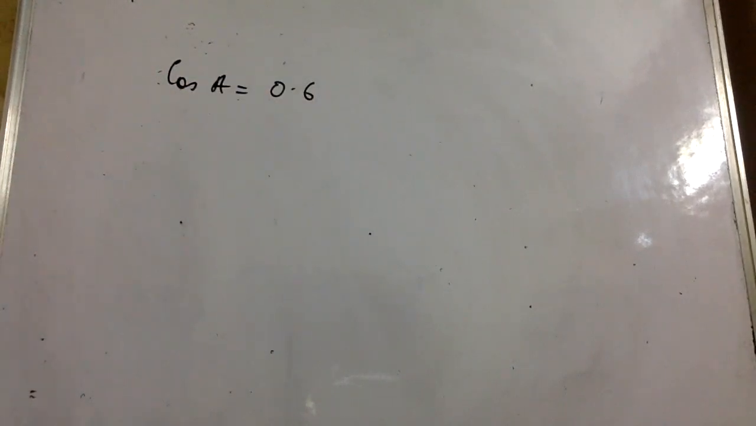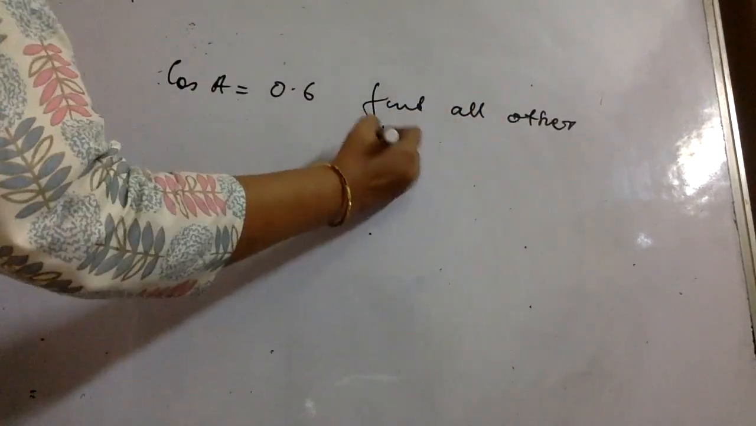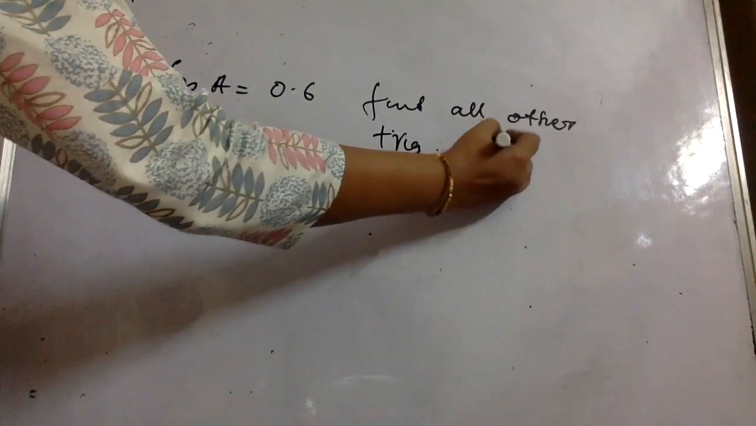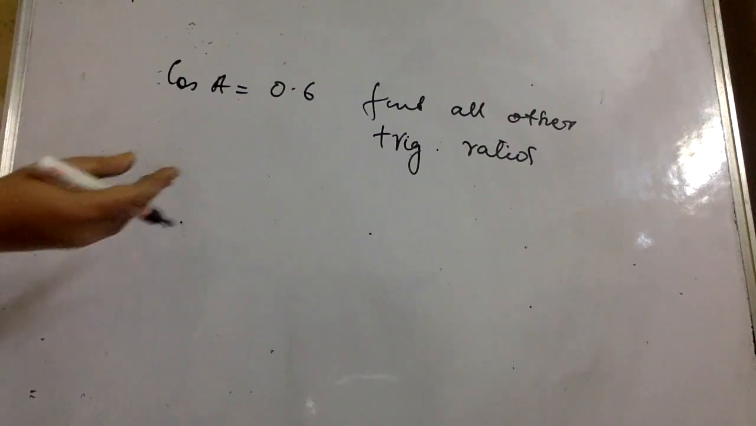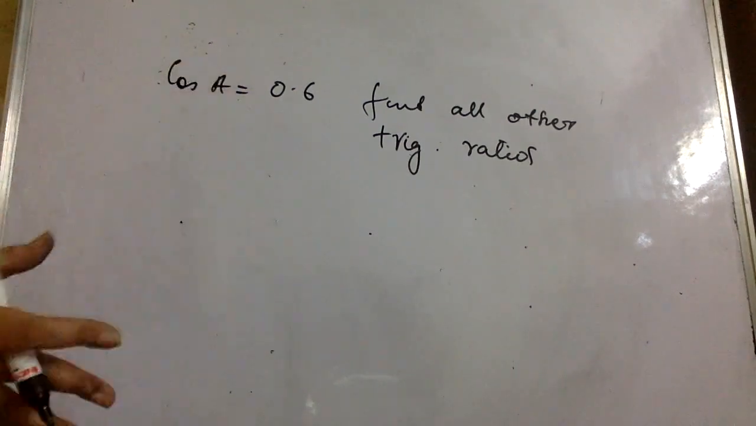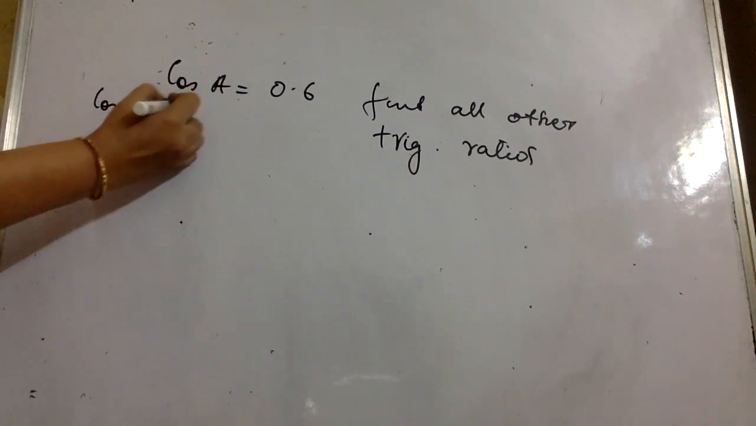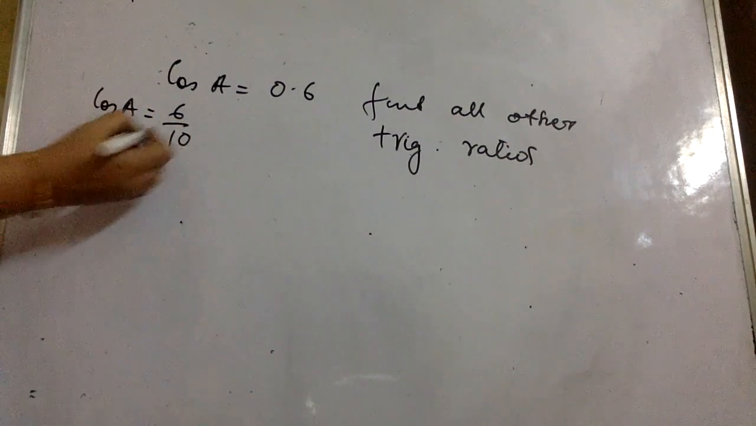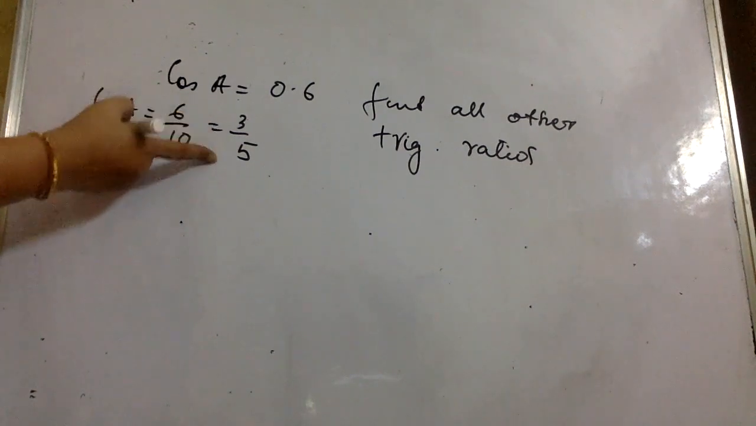Here is a question. Cos A is equal to 0.6. Cos A, find all other trigonometric ratios. When they say find all other trigonometric ratios, all it means is that one has been given, you find the other 5. So cos A is equal to 6 by 10, and then make it 3 by 5. See, I have reduced with a 2 because it has to come to the lowest term.